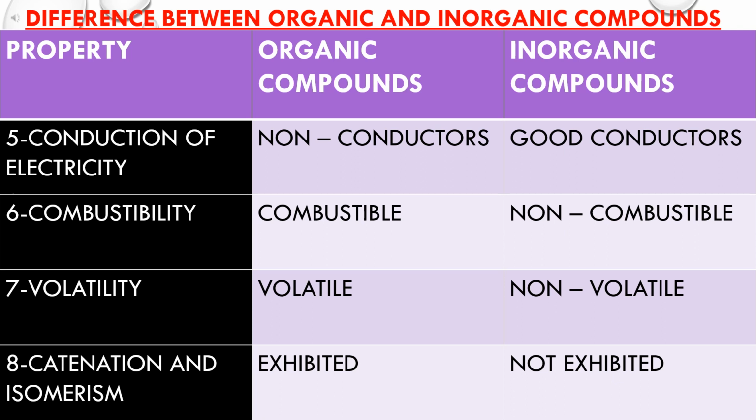Seventh one is on the basis of volatile or non-volatile nature, that is volatility. Organic compounds are volatile in nature, that is, they can be easily converted into vapor form, whereas inorganic compounds are generally non-volatile in nature. Eighth property is catenation and isomerism. This is easily exhibited by organic compounds, whereas inorganic compounds do not show these kinds of properties.